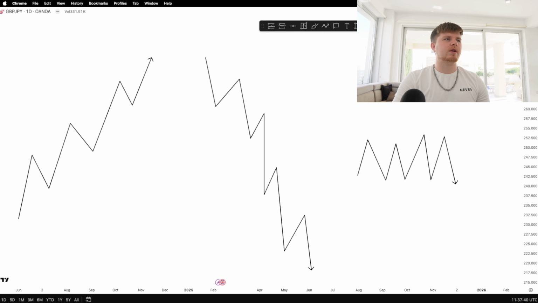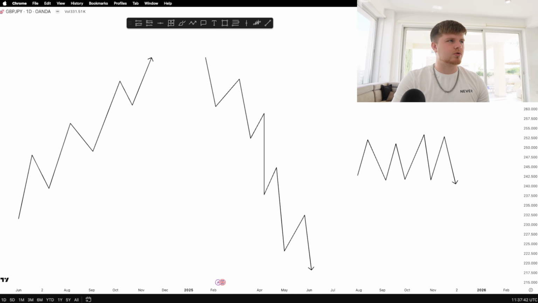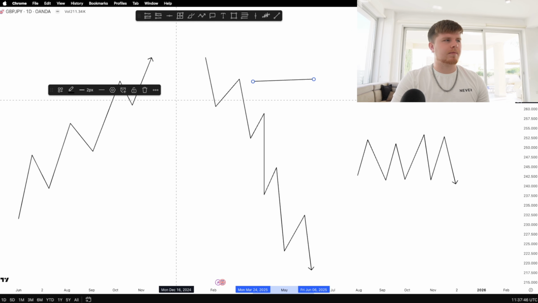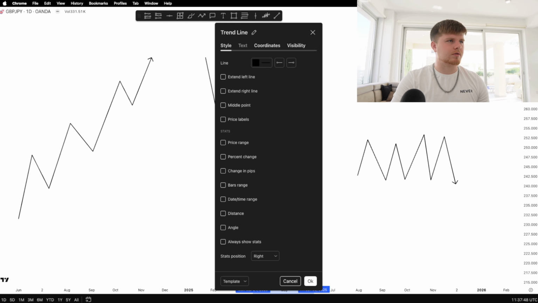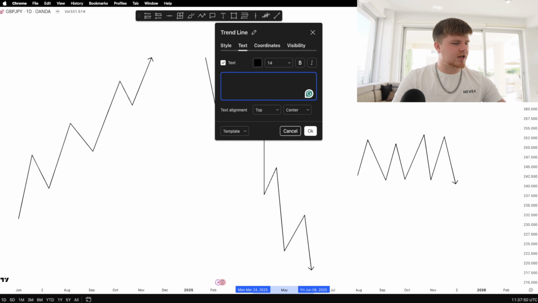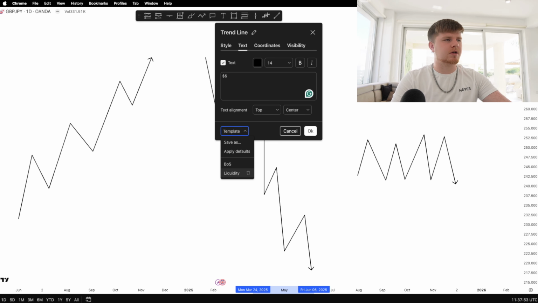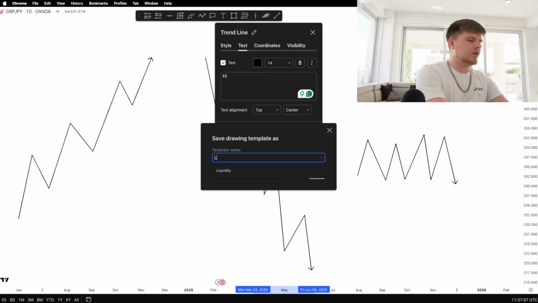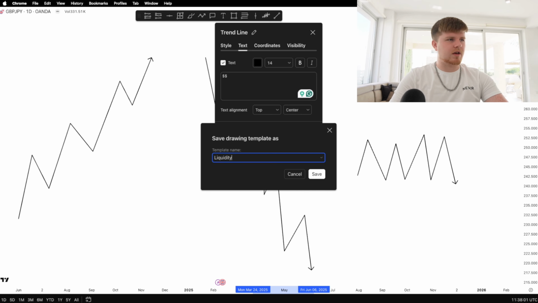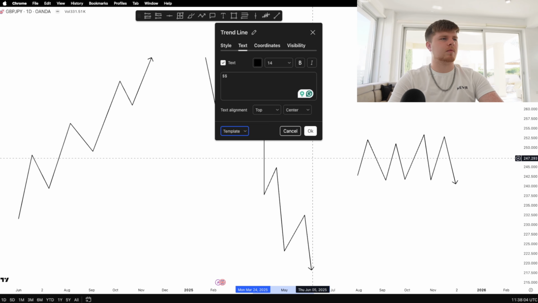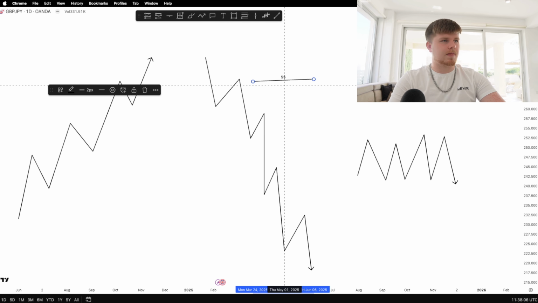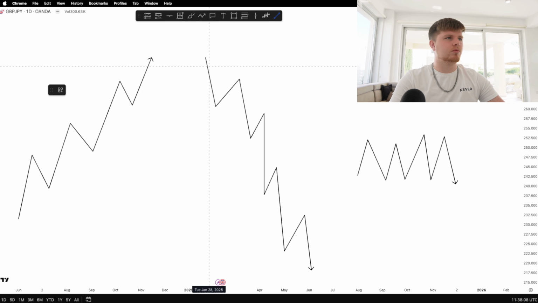Now, to draw liquidity out, you want to get the trend line tool. Draw a line, go to settings, go to text, put the $ in a couple times, go to template, save as, type liquidity, and then save. Then you should get this, and now you should have a template to use whenever you're drawing liquidity out.